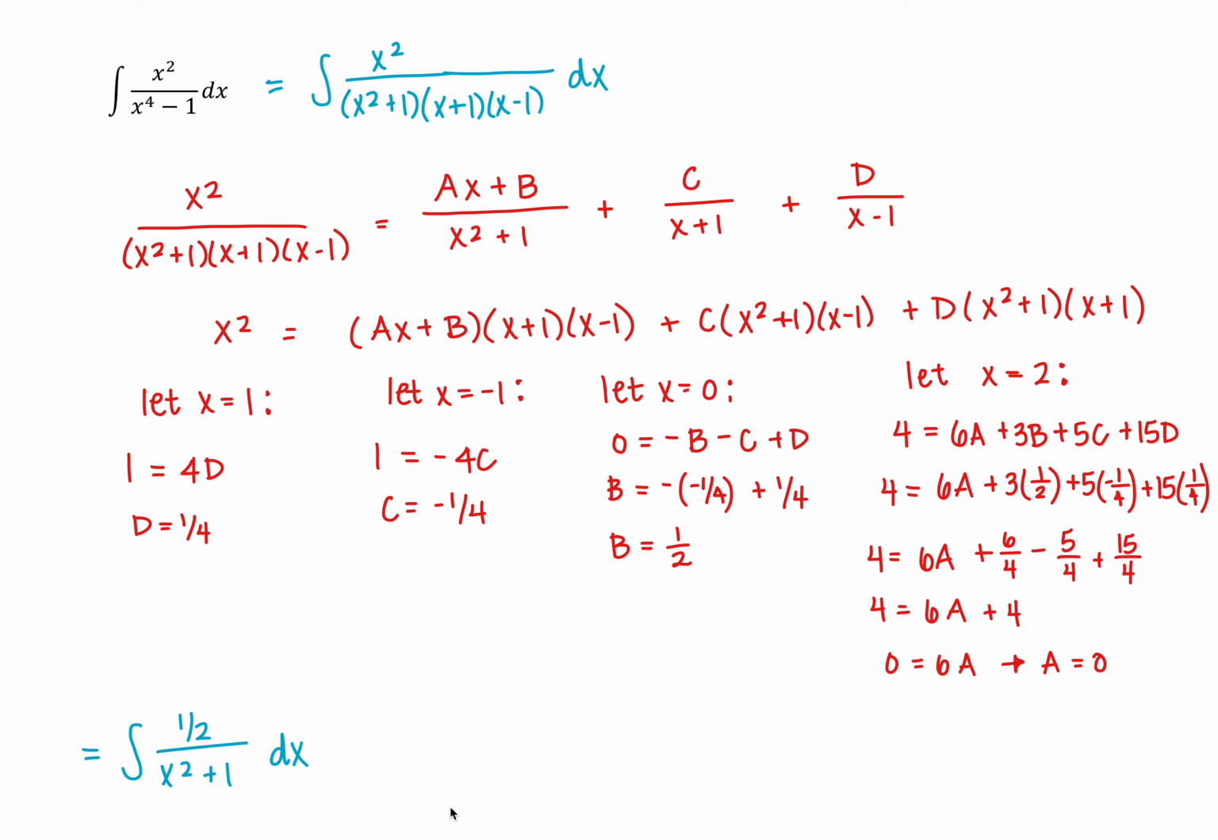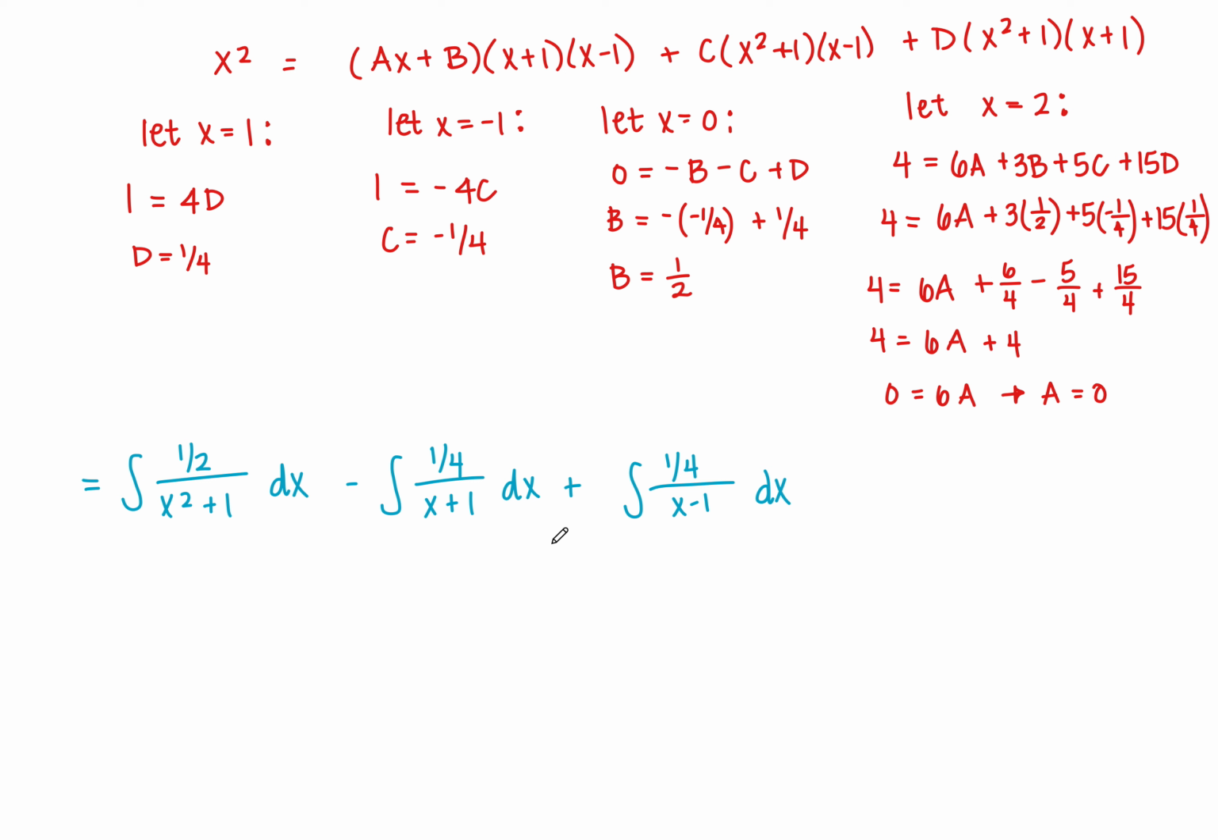Moving to the c, that's a negative, so I'll do minus. And then we've got 1/4 over x plus 1 dx. And then d is positive a fourth over x minus 1 dx.